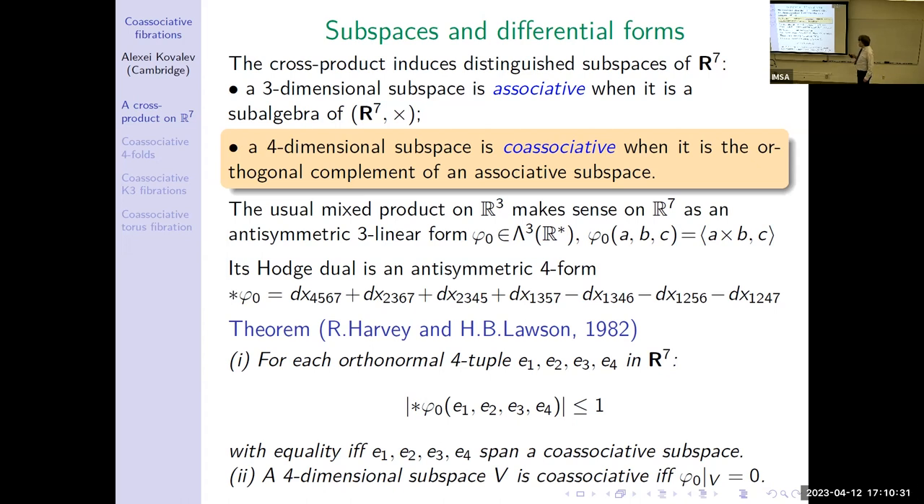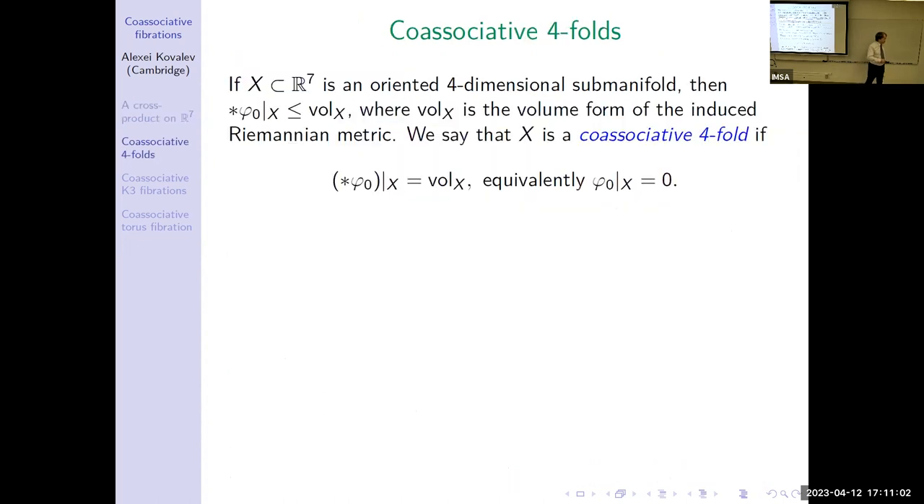And they also proved equivalent definitions. So instead of asking that the four-dimensional subspace is perpendicular to a subalgebra, we can just evaluate phi naught on the subspace, and we always get zero. That happens if and only if the space is co-associative. So we got one useful equivalent definition. Right, so that so far is a little bit of multilinear algebra, but it already shows that something interesting might be happening in dimension 7.